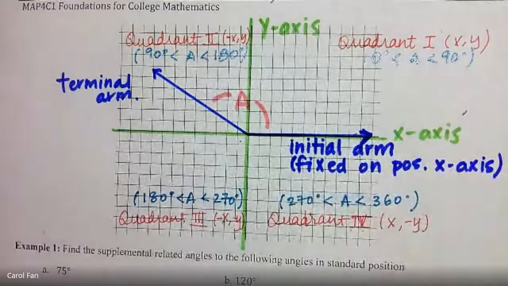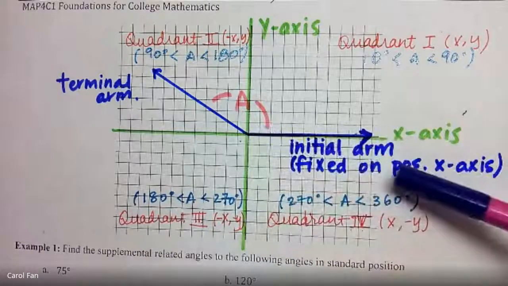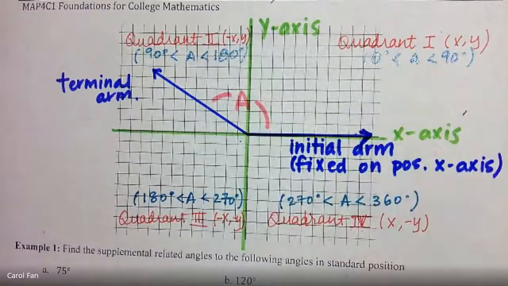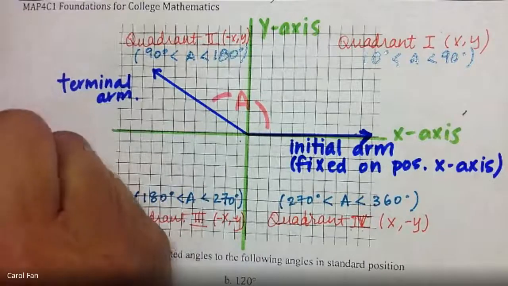This is also called standard position. Standard position is the space starting at the positive x-axis and going counterclockwise. So standard position.